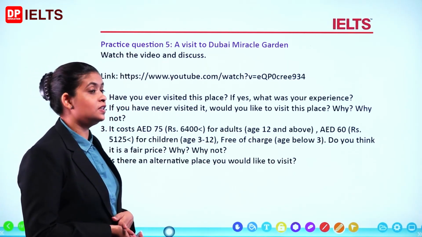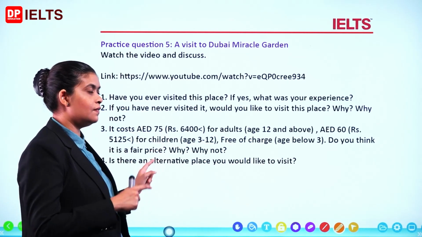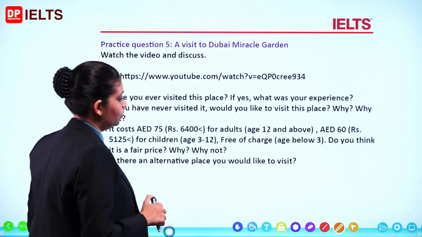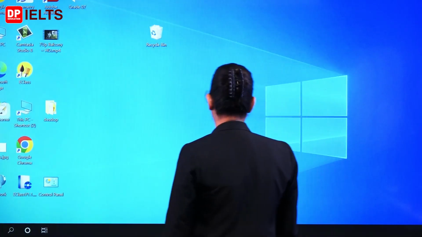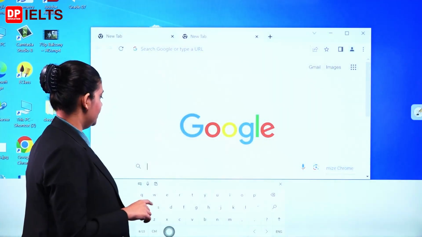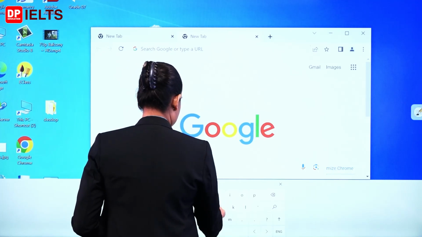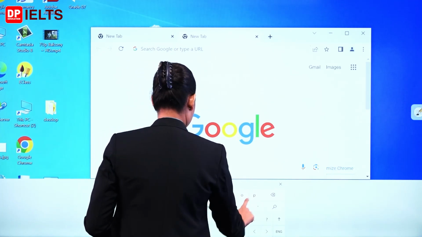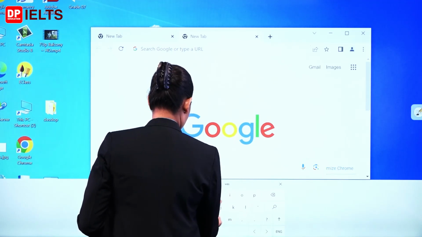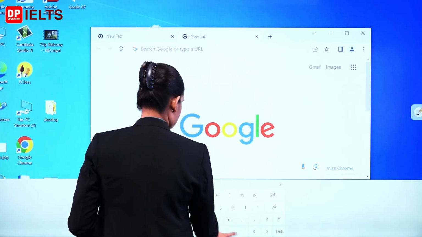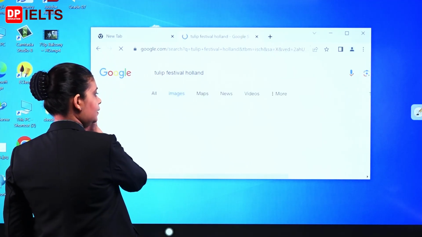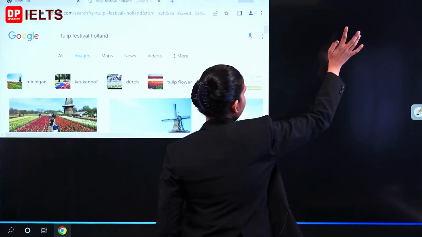Is there an alternative place you would like to visit? There's another thing that I'd like to show you, and that is in Holland, right? So you get the tulip festival. Right, so it's the tulip festival in Holland. Okay. So that's also a really nice festival that you could have a look. Let me see. Right, so here you are.